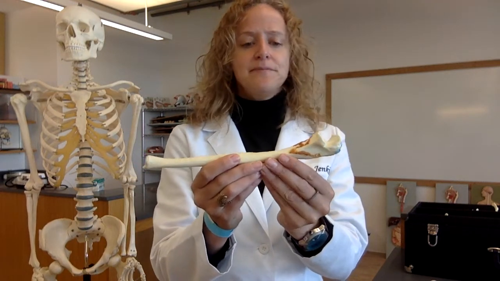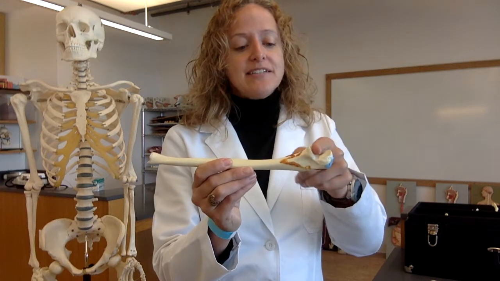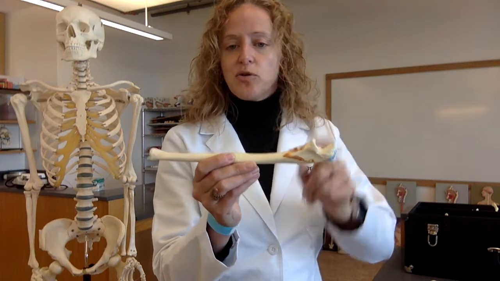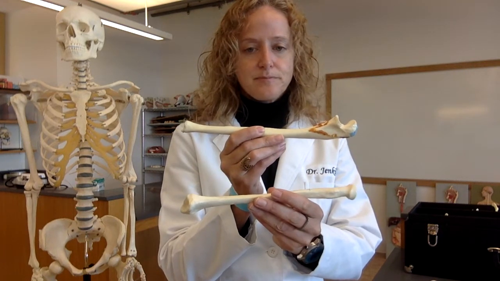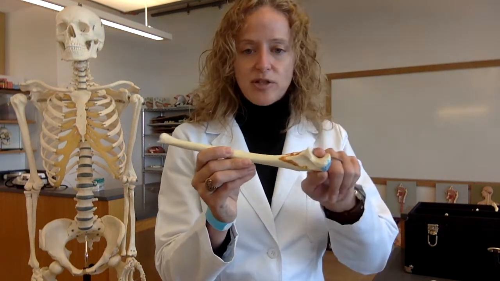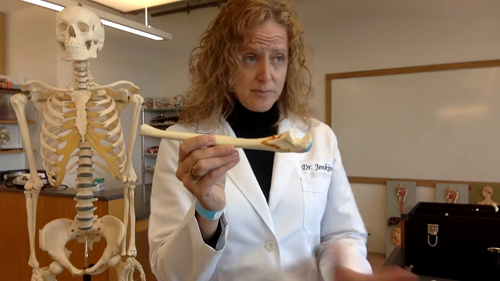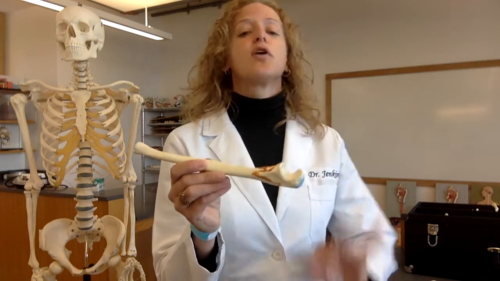So here's the ulna, and you can identify the ulna because it has what I call an ice cream scoop at the end. The radius doesn't, right? But the ulna has like an ice cream scoop. Some people have said it looks like a pipe. Call it whatever you want.